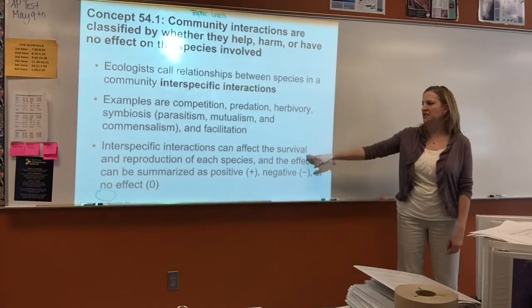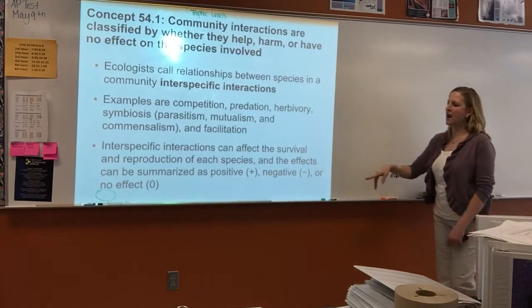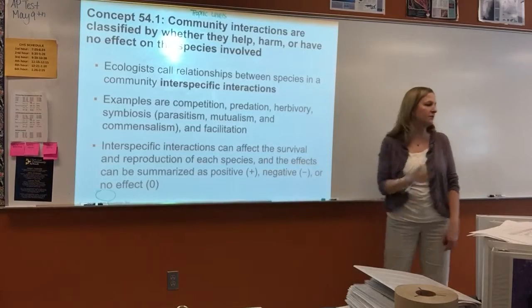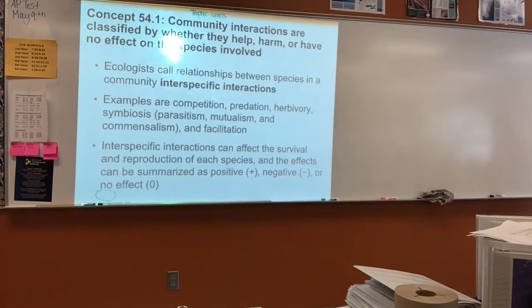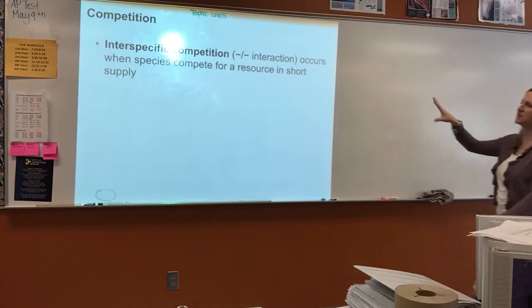These interactions can affect both the survival and the reproduction of the organism. And these interactions can be deemed positive, negative, or zero, which is neutral or no effect; we use a positive sign and a negative sign. You have a chart on yours that I put there as a nice, neat way to compare and contrast all the interactions and give you the big picture. But we're going to go through underneath the chart and look at each one, and I'm going to give you some examples of each one. So, interspecific competition. Notice it's a negative-negative interaction when species compete for a resource in short supply.